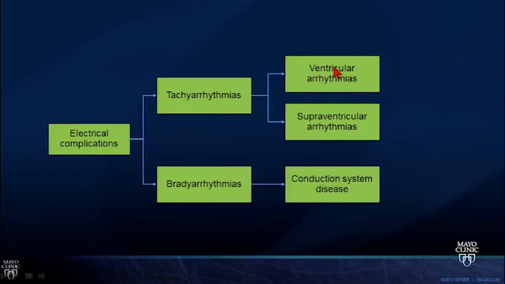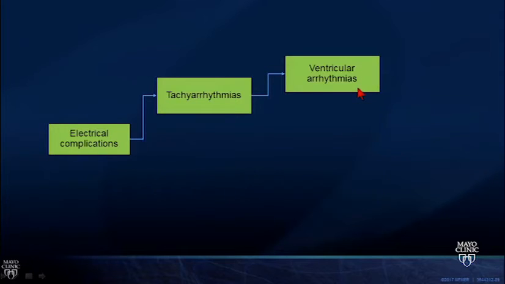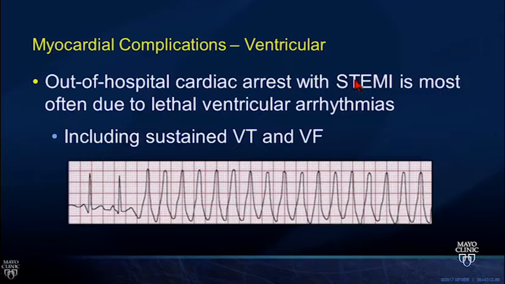And we're going to start with fast things that come from the bottom of the heart, ventricular arrhythmias. In the setting of acute MI, VT or VF is the most common thing that's going to be leading to out-of-hospital arrest.